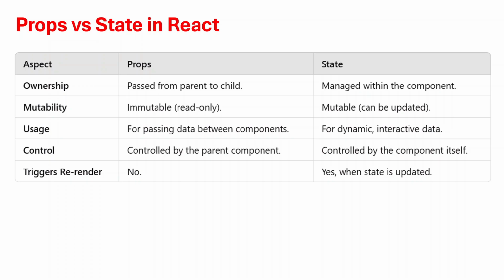State and props in React. These two concepts are fundamental in React development. Props are used to pass data from parent to child component. They are read-only and cannot be modified by the child. State is managed within the component. It allows us to handle dynamic data that changes over time. The table shows the key difference between props and state.